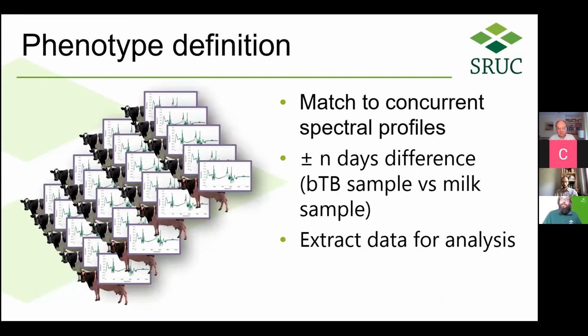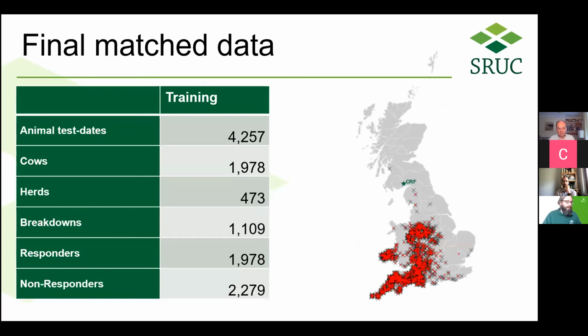So then all that was left to do was to match our phenotypes to concurrent spectral records. And again, we need to try and get as many records as we can. So the number of days I think we settled on was something like 10 days, plus or minus a TB test. So this gives an idea of the training data set.